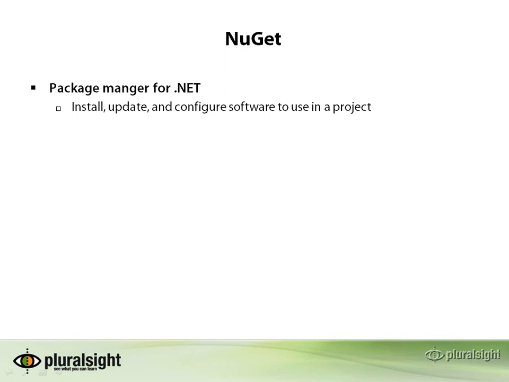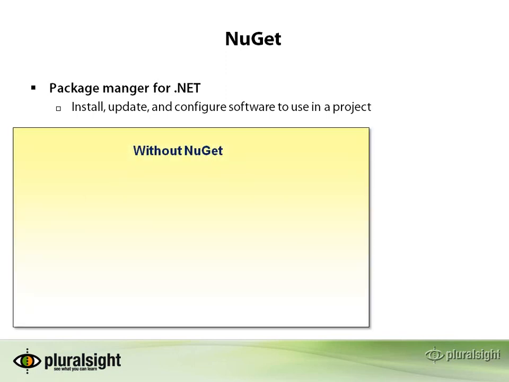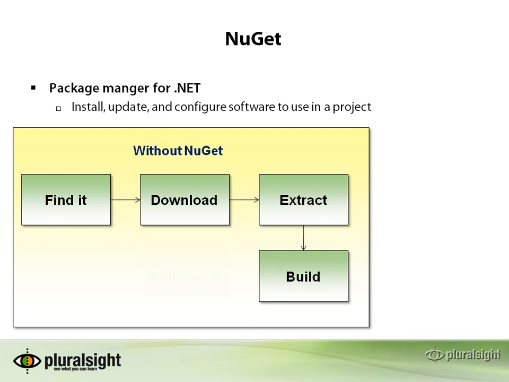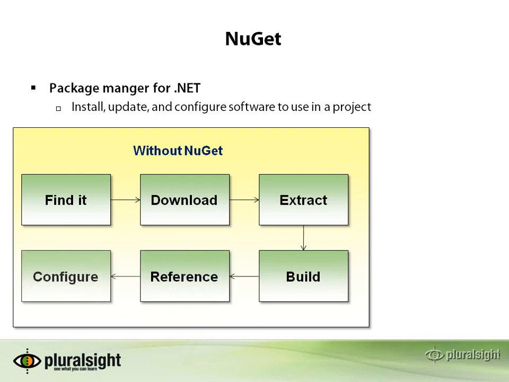So if I want to use one of those components, I need to find the home page for some particular project and look for a download link. Then once I've downloaded the project, it's typically in a zip format, so I'm going to need to extract it. If I didn't download binaries, I'll need to build the software and then reference it in my project. And many components at that point still require some configuration to get up and running.